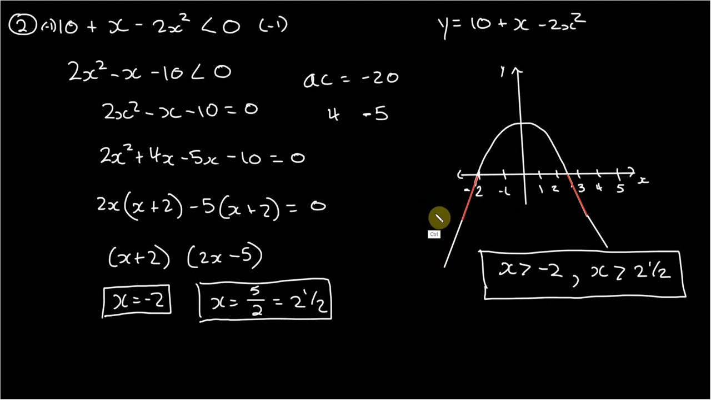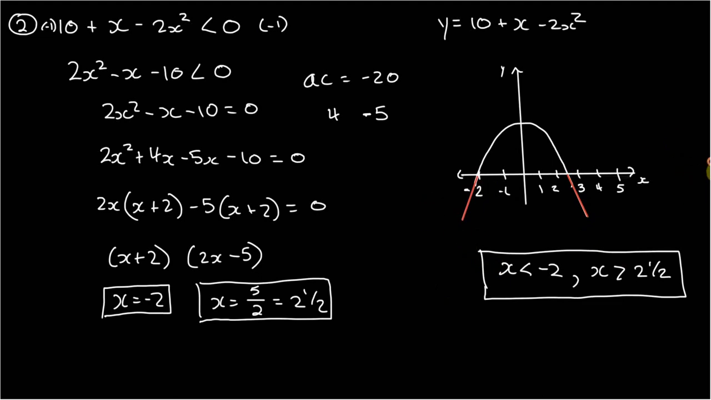So we want to say that, and that's a mistake on my part, I meant to write less than negative 2. X is less than negative 2, because the more negative x becomes on this side, the more negative y will become, and that's the range of values that we are looking for here.